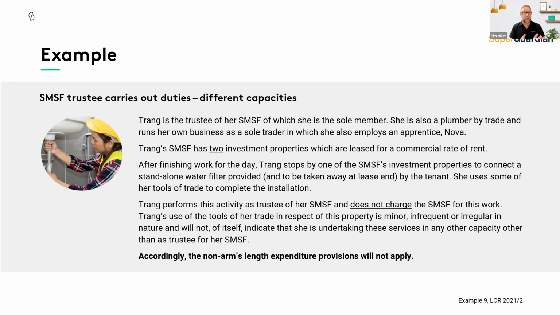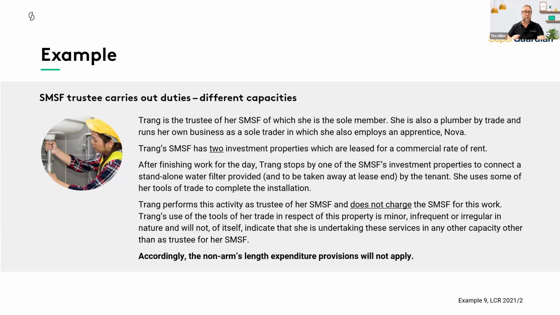In the example, and this is example 9 in the draft and the original ruling, Trang is trustee of her self-managed super fund, sole member, a plumber by trade, runs her own business as a sole trader, and employs other parties as well, so employs Nova. She has 2 investment properties in her self-managed super fund, which are leased at commercial rates of rent. So nothing untoward is happening in this transaction. That's a stock standard SMSF with business real property and leased residential property, as long as it's leased to a non-related party.